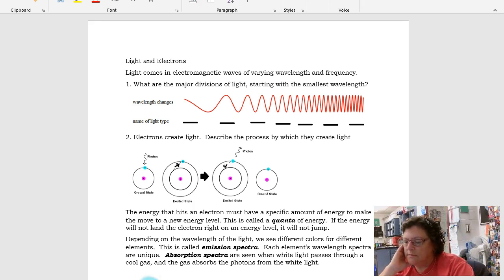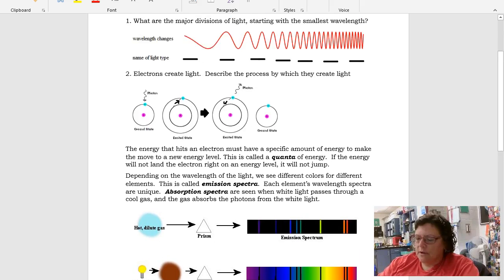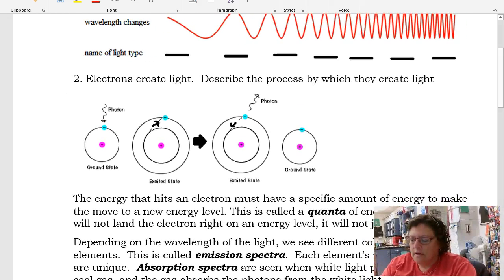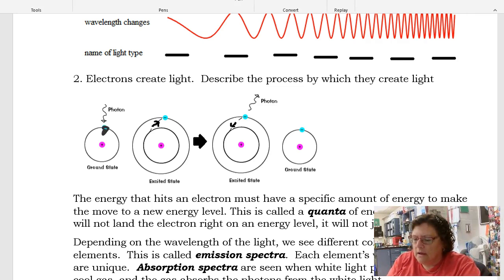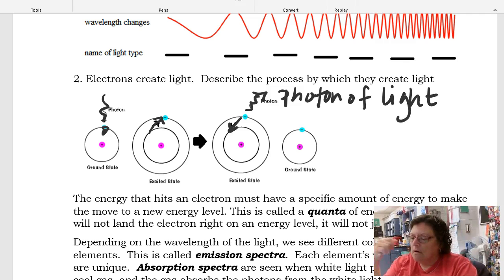Light is produced when electrons are excited. The second picture on this worksheet shows us an electron in the ground state, and energy's coming in. As the energy comes in, the electron gets excited and it jumps to a higher energy level. It has more energy, so it can move out. Then it falls back when it releases the energy, and that energy is released as a photon of light. And we're back to the ground state.